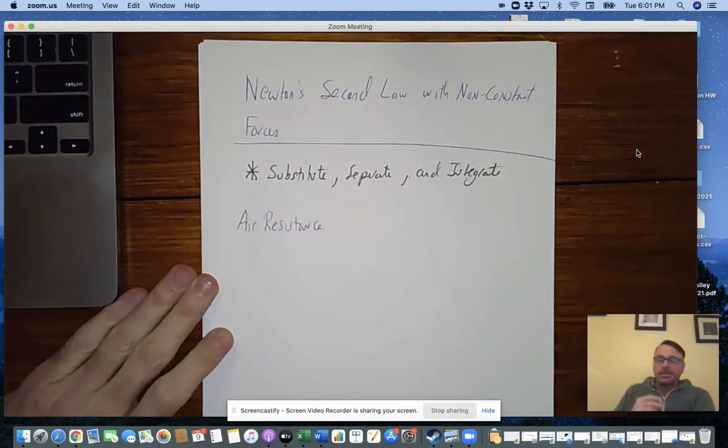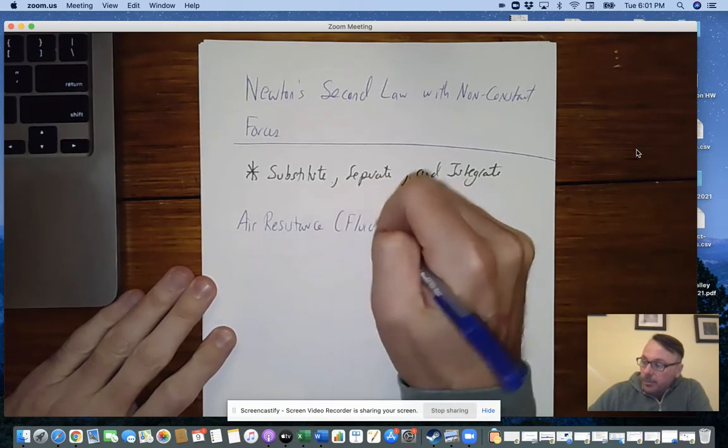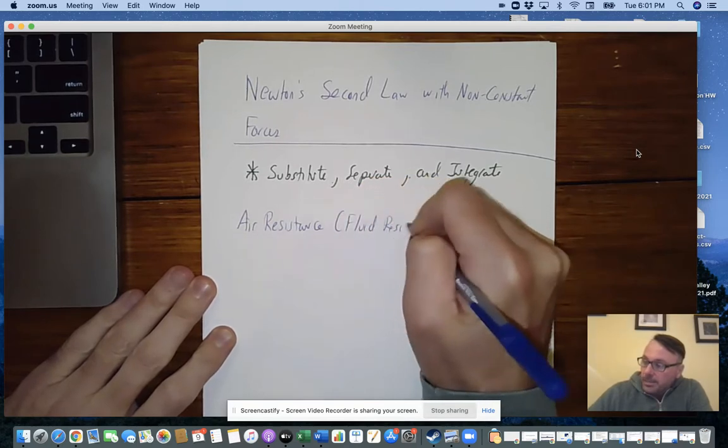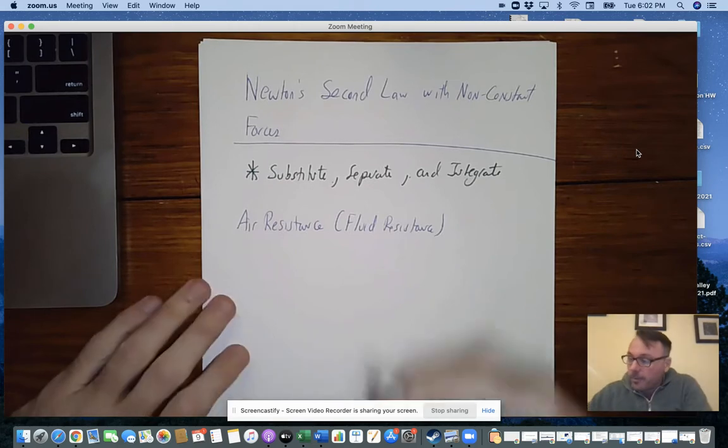Now, air resistance is a subset of a class of forces, and technically that class of forces is actually called fluid resistance. It is the same general force that acts whether I'm trying to move through air or I'm trying to move through a liquid. Those are both fluids, right? So let's talk about that force.